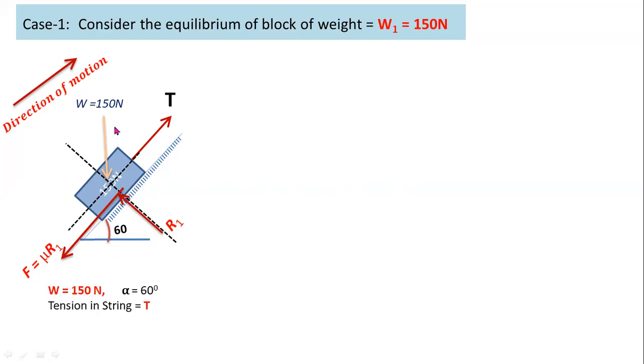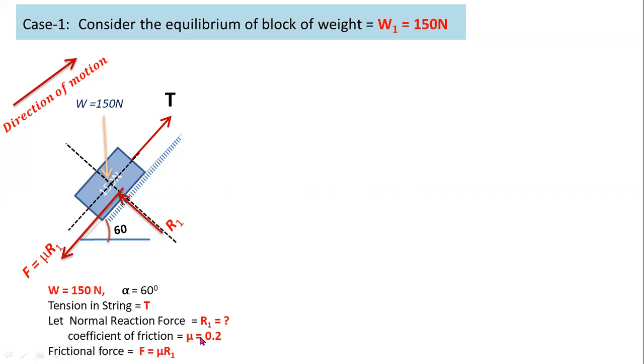Here W equals 150 newtons, alpha equals 60 degrees. Here tension in the string equals T. R1 is the normal reaction, and mu is the coefficient of friction between the block and the plane. Here the value of coefficient of friction mu equals 0.2 is given. From the reaction force and coefficient of friction, we determine frictional force F equals mu R1 for block 1. Now you have to consider the free body diagram for this problem.